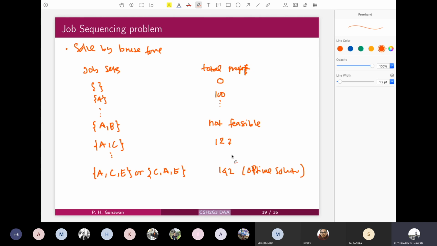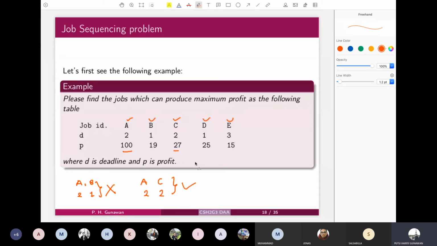Why get this one? Okay, go back to A, C, E. If I take E, this is deadline 2, right? And then it is possible that I will solve the C, since this is 2, right? And since E has deadline 3, of course I can also solve the 3. So the E, it is okay.